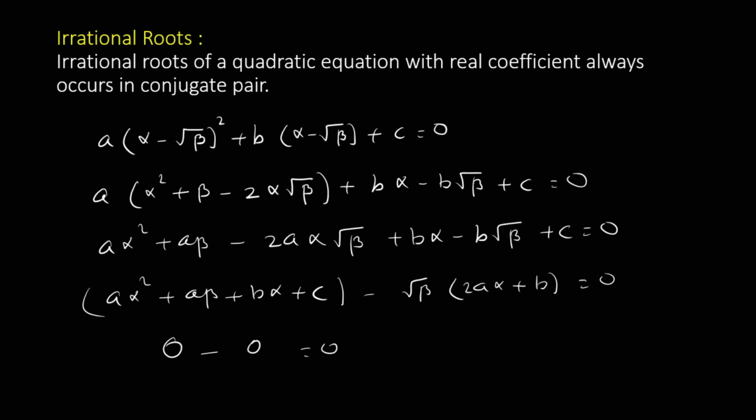So in conclusion, if α + √β is one of the irrational roots, then the other root of the quadratic equation occurs in conjugate, and this root is α − √β. So this is very important. You must learn this one.